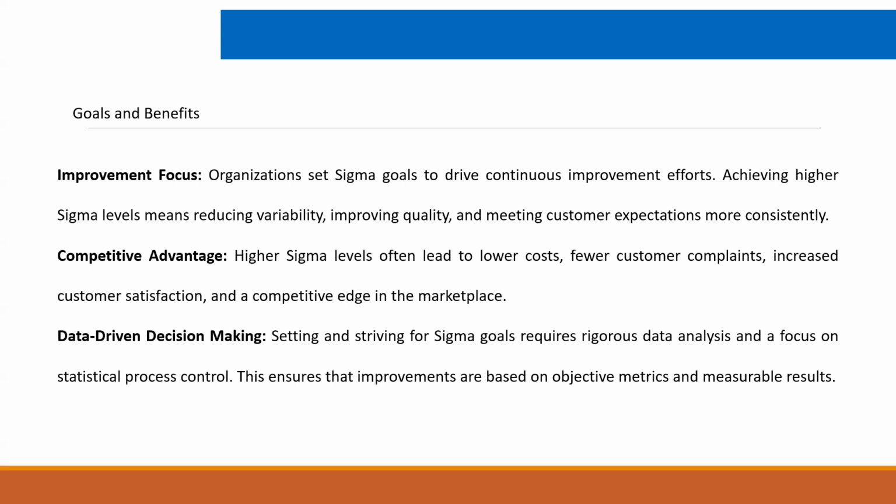Then data-driven decision making. Whatever decision you are making is completely a data-driven approach. Clear? So, setting and striving for Six Sigma goals requires rigorous data analysis and a focus on statistical process control.